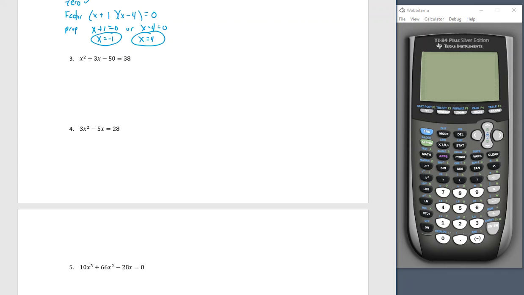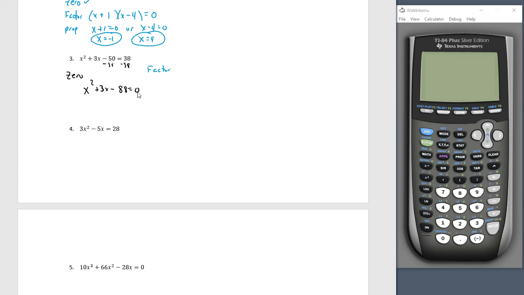So first step, we want to get it equal to 0. So I am going to subtract 38 from both sides. So I'll have x squared plus 3x minus 88. Second step, I'm going to factor.